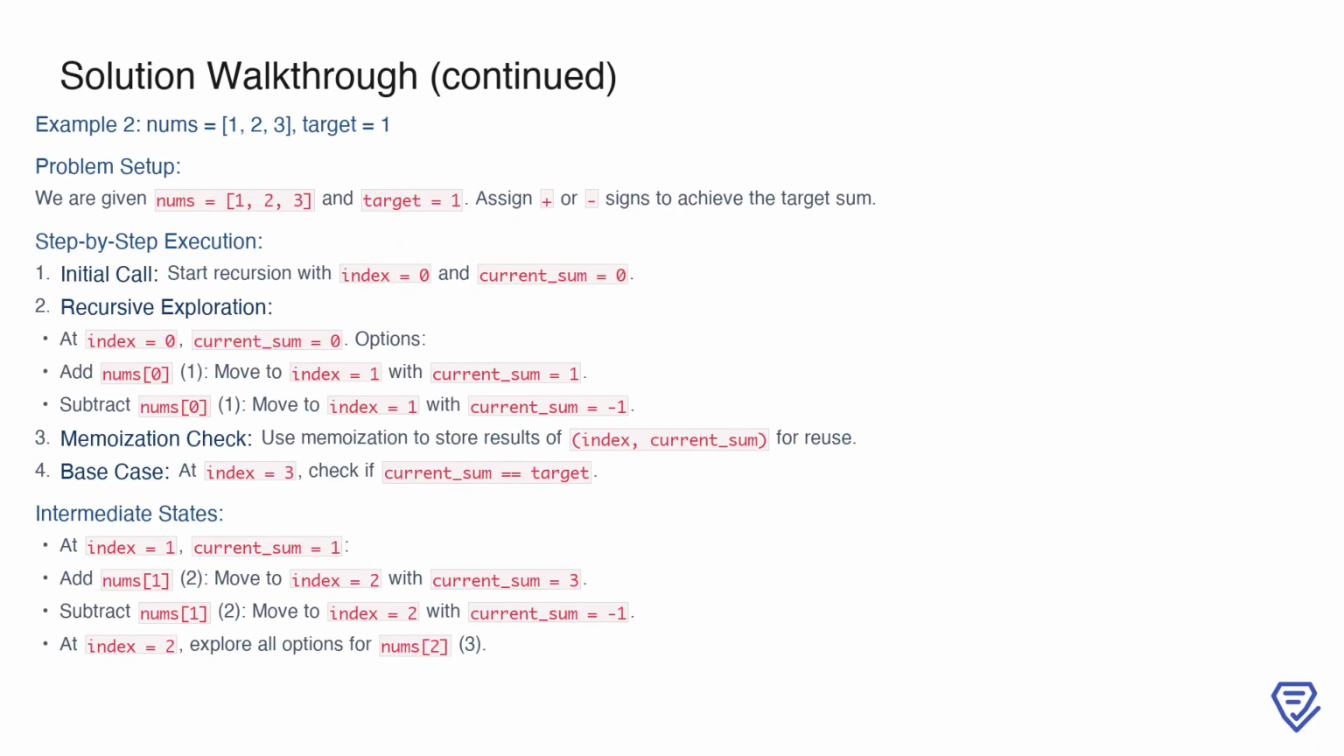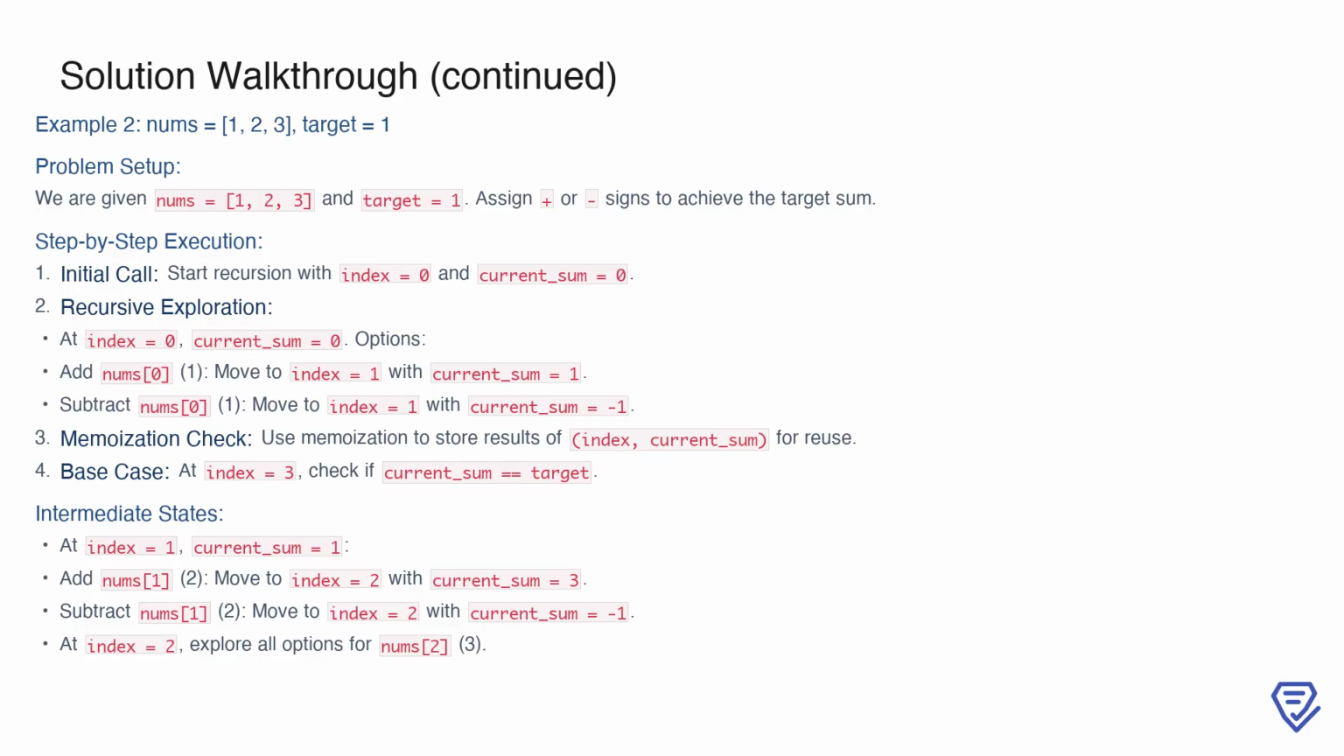In the second example, we are given nums equals 1, 2, 3, and a target of 1. The goal remains the same, assign plus or dash signs to the numbers in nums so that their sum equals the target. Starting with an initial recursive call at index 0 and a current sum of 0, we explore two options, adding or subtracting nums 0, which is 1. This leads to index 1 with either a sum of 1 or dash 1.